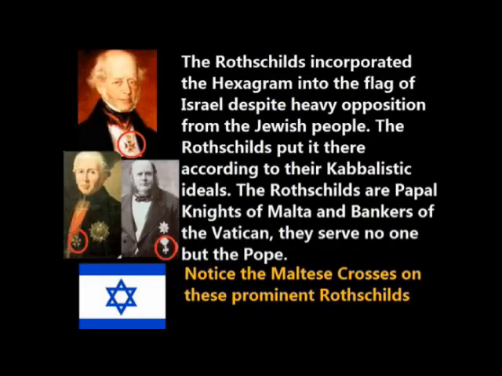All right, and the Rothschilds, can't leave them out. They incorporated the hexagram, or the so-called Star of David, into the flag of Israel, just like I was saying, despite heavy opposition from the Jewish people, because remember that hexagram is related to occultism and demons and everything that's anti-God. So why would you want that on a flag unless you were aligned with deities like that? The Rothschilds put it there according to Kabbalistic ideals, and that's why we have it today.